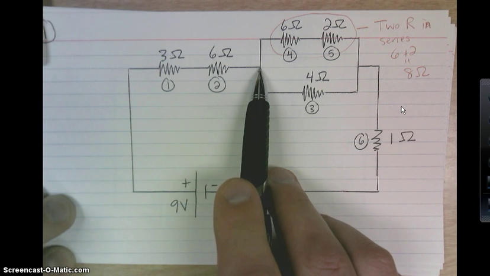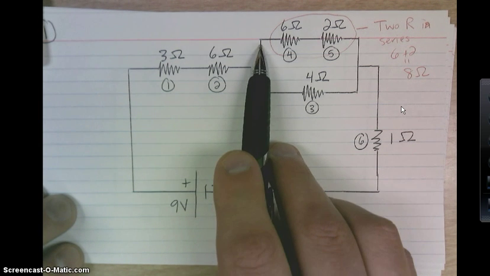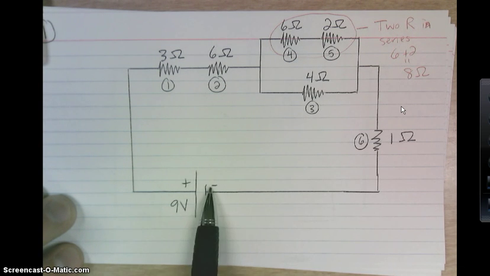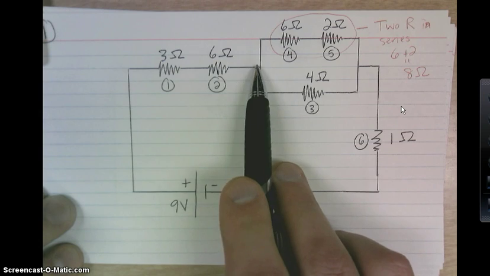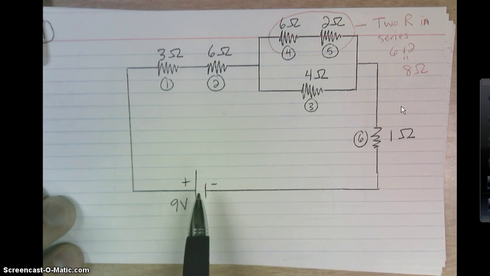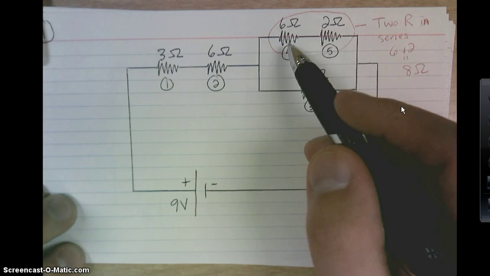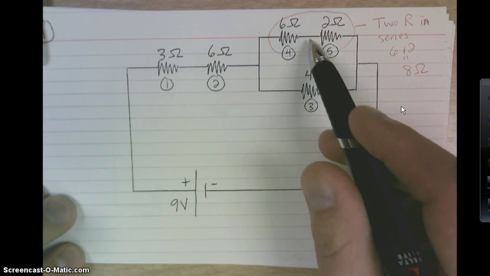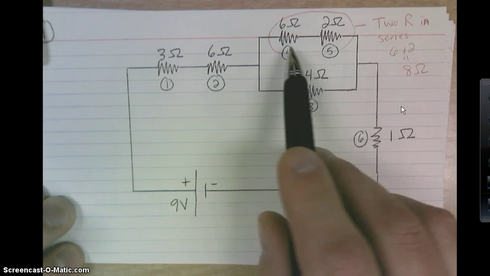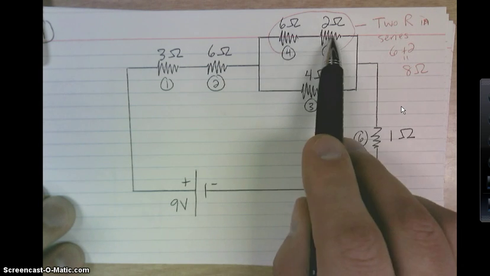So the current has choices. It can either go this way through the loop and back around, or it can go this way through the loop and around. Now, we've got some things here that are in parallel to each other. But even inside of the ones that are in parallel, we've got two other ones that are in series.